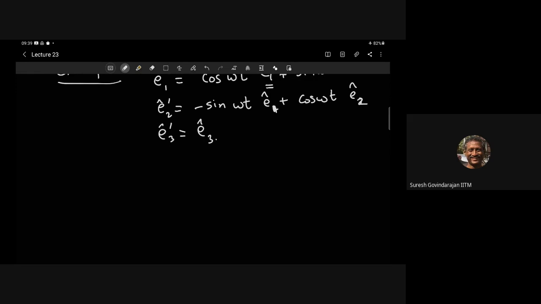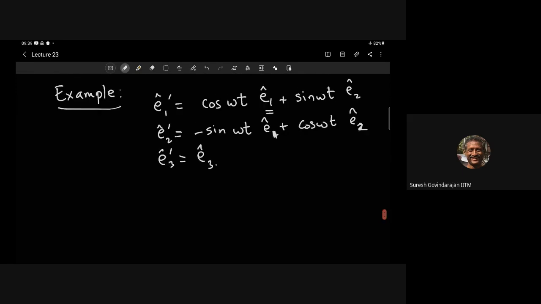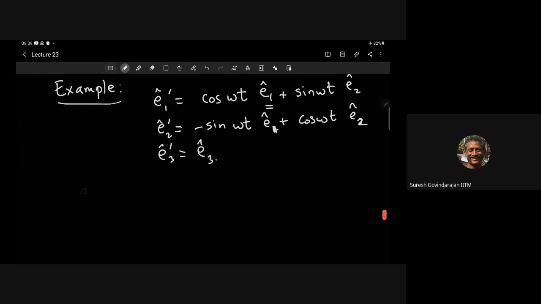So the prime coordinates are on the turntable. It's somebody on the turntable. And omega we'll associate with this thing. So from this, let's just look at this here. Angular velocity. You can even put a prime. It's like an angular velocity in the z direction.